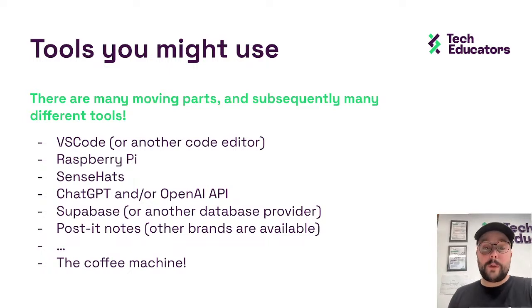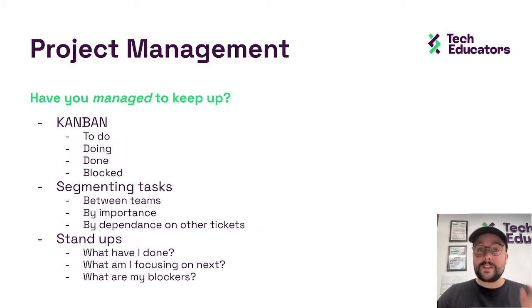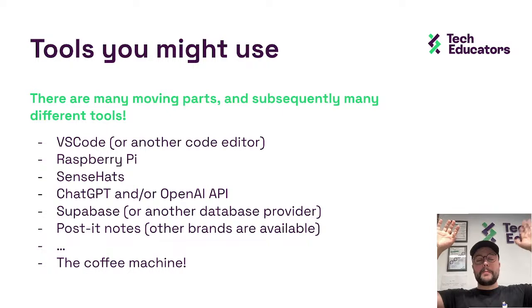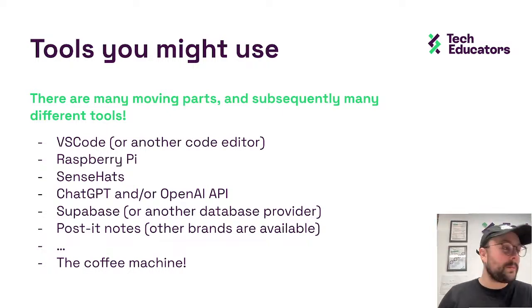You will have post-it notes. They might not be branded post-it notes, but you will have post-it notes, and you'll need them for the Kanban. You will have a column for to do, doing, done. And then when you move something from doing to done, you can all go, woohoo, I'm amazing. And you will probably use the coffee machine.